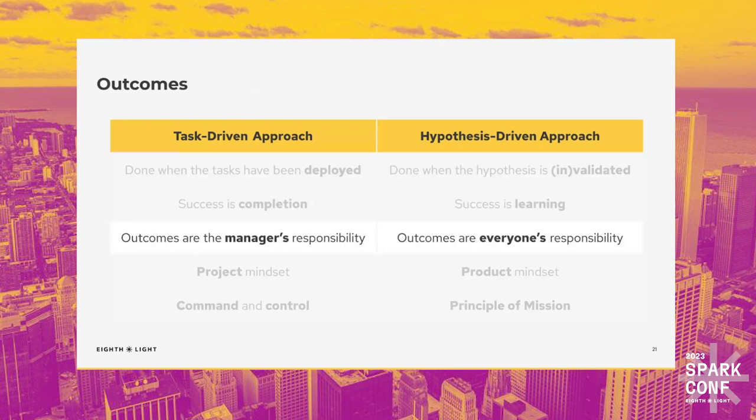Outcomes. On the left, the responsibility of outcomes is on the manager. They're dictating the work, they're passing that on for somebody else to complete. The product development team here is just responsible for delivery. This disconnects the team from the purpose and denies them the accountability for outcomes, which is a missed opportunity to leverage their creativity and ingenuity. With a hypothesis-driven approach, outcomes become everyone's responsibility, and the organization is able to take advantage of the collective creativity and ingenuity to help them meet their objective.